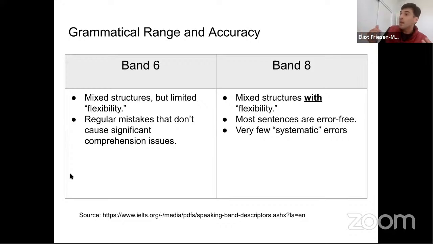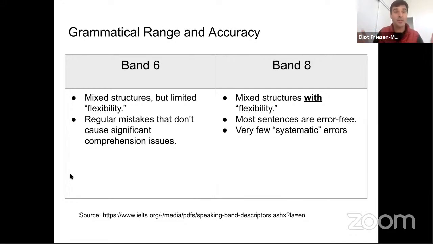Looking at band 6, somebody in band 6 is able to use a wide variety of structures, but maybe they can't do it flexibly. That's a word that they use on the IELTS rubric. When we're talking about using vocabulary and grammar flexibly, it means that you don't get stuck in the same sentence patterns over and over. You're able to use an appropriate sentence pattern, an appropriate grammatical choice for the purpose of the thing you're trying to say, right? You're not limited to a certain number of grammatical structures to express your ideas.